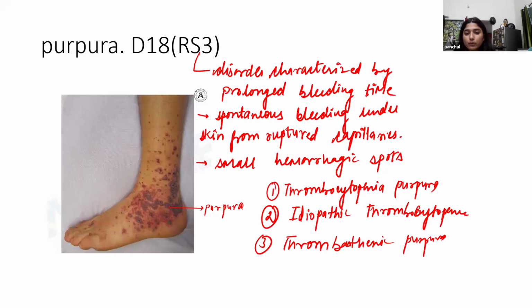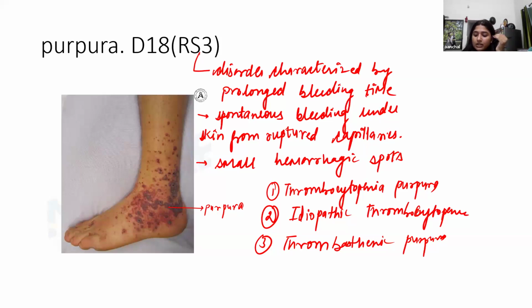So first we have thrombocytopenia. Thrombocytopenia is basically a condition in which there is a decreased level of thrombocytes, means platelets. Thrombocytopenia occurs due to deficiency of platelets. In bone marrow disease, the platelet production is affected, leading to a decrease or reduction in the number of platelets.